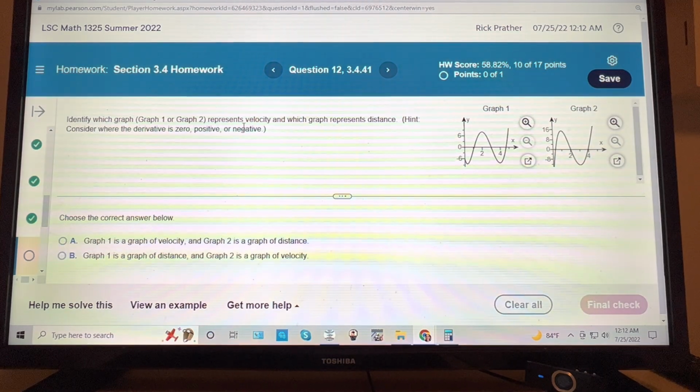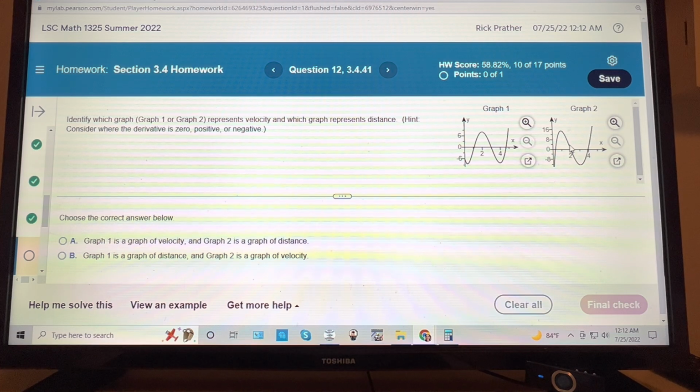Identify graph 1 or 2 represents velocity. Which one represents distance? Okay. It says consider when the derivative is 0, positive, or negative. Okay, so look at these flat spots right there. I could draw a horizontal tangent line right there at x equals 2. So if this is the original graph, then that means the derivative graph has to have a spot on its graph where you're at 0 when x is 2, which is literally right there.